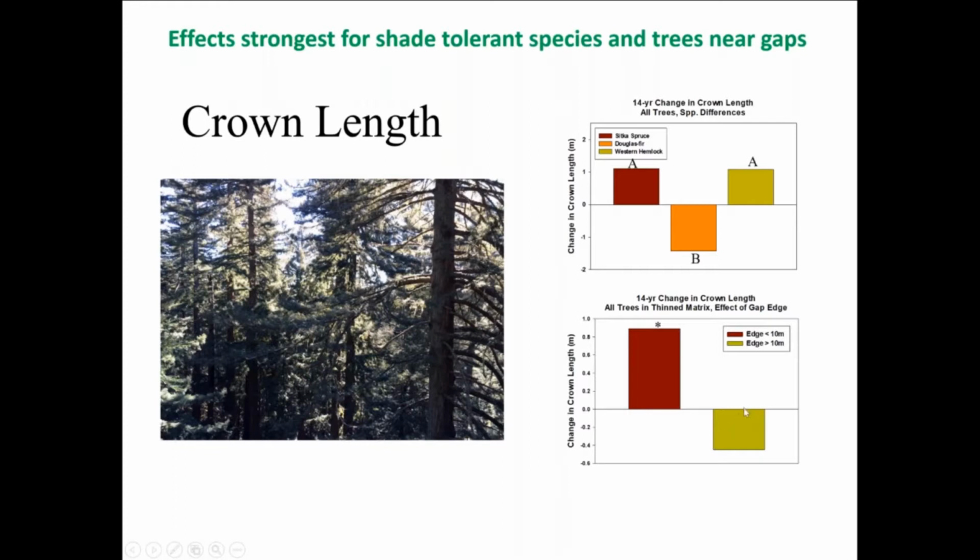And I mentioned before that one of the reasons for gaps is to increase the growth rates and the crowns of trees near the gaps. So this is the change in crown length for trees that were within 10 meters, or half a chain, of the gap. And then this is the change in crown length for those that were further away. So the gaps were really quite effective in increasing both growth rates and crown length, branch retention of trees near the gaps.